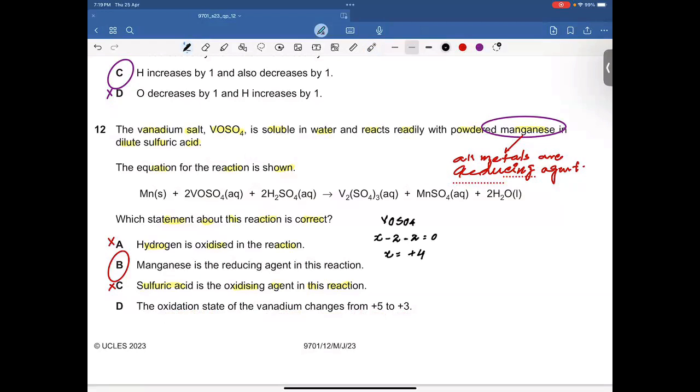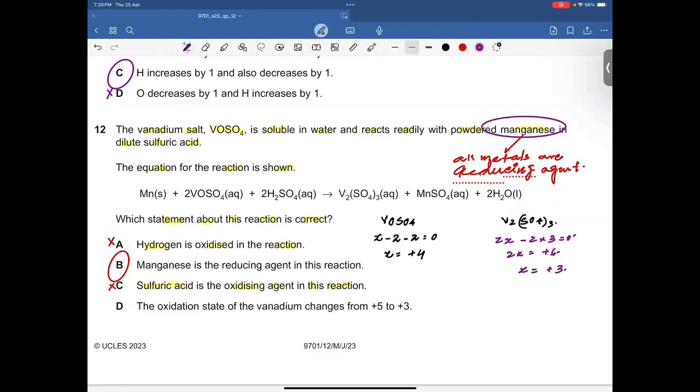On the other hand, when we talk about V2(SO4)3, if sulfate has a 2- charge, obviously vanadium in this scenario has a charge of +3. Let me give the calculation: 2x minus 2 times 3 equals 0. Then 2x equals +6. Then x equals +3.